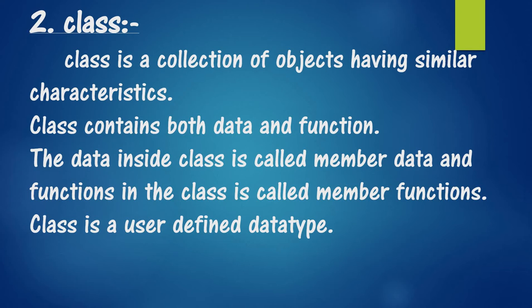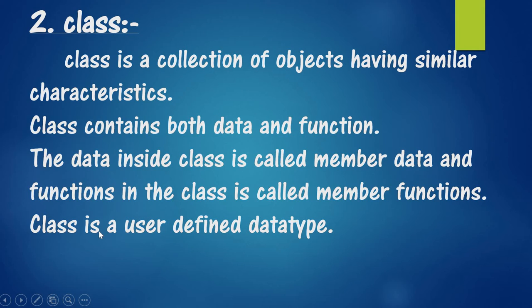Class means it is a collection of objects having similar characteristics. Suppose 10 students are there. Then each student is first student S1, S2 up to S10. Like that, the collection of those students is a class, or a collection of objects is a class. The definition of class is a collection of objects having similar characteristics. Then class contains both data and functions. Data inside the class is called member data. Function inside the class is called member function.